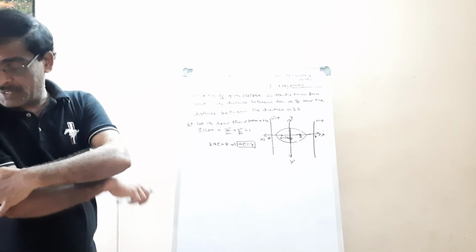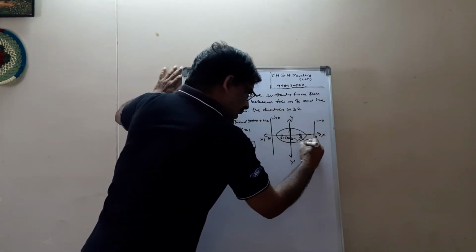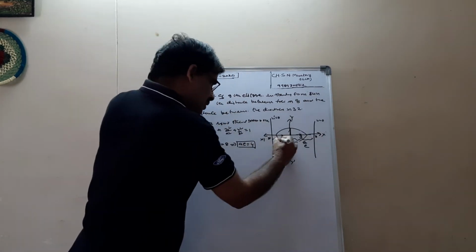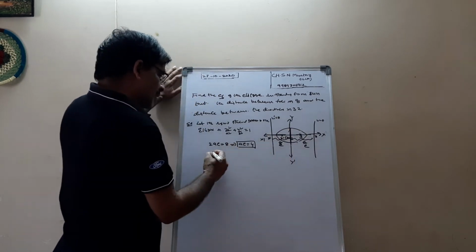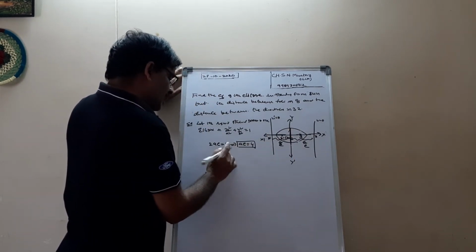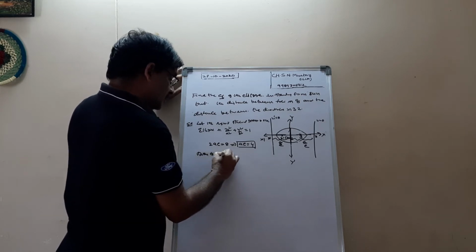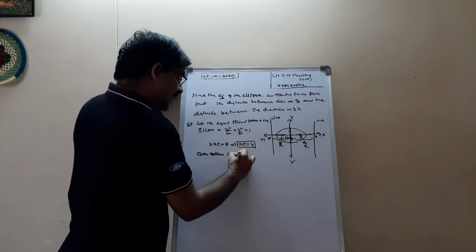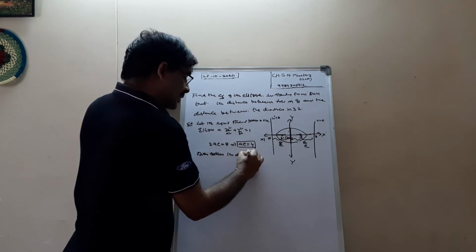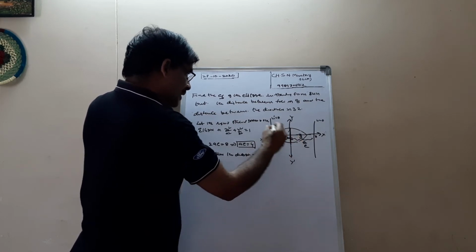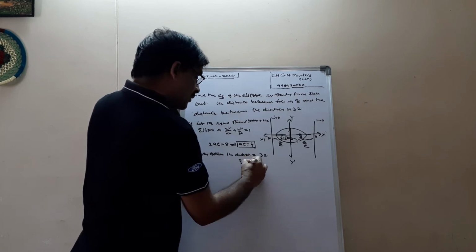What is the distance between the directrices? See, this is the directrix. From here, this is a by e. We already solved. Here also, this is a by e. The distance between the two directrices equals 2a by e. What is given here? 32 is given. So in our problem, 2a by e equal to 32.